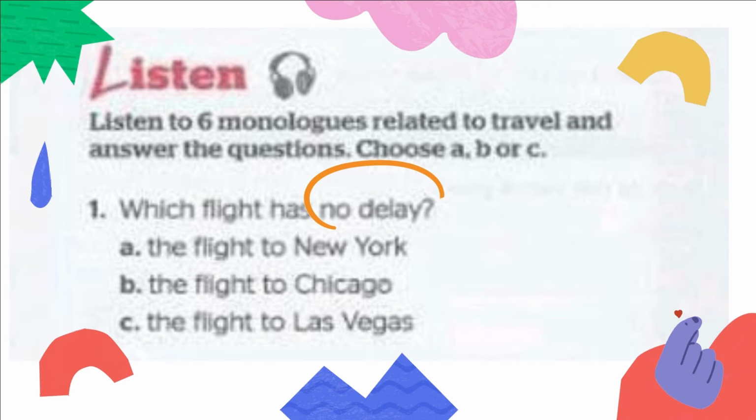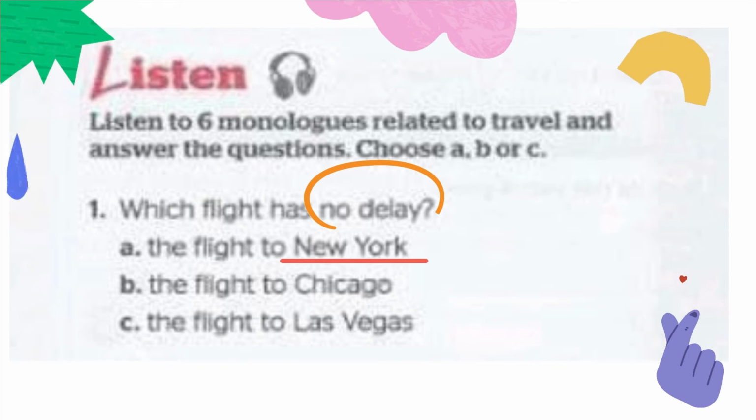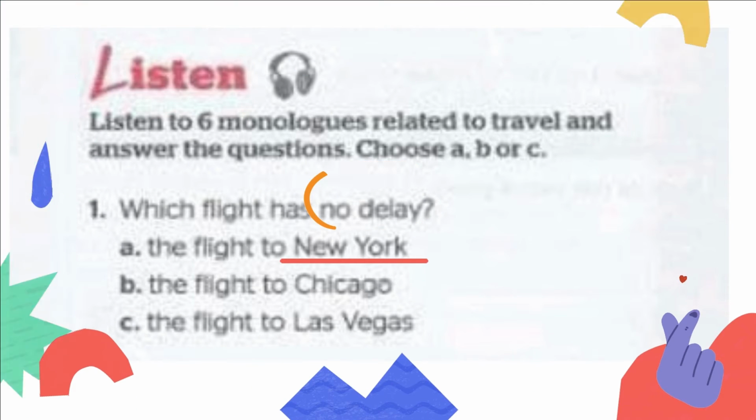Listen to 6 monologues related to travel and answer the questions. Choose A, B, or C. 1. Your attention, please. Informing all passengers traveling to New York on Alpha Airlines flight number AA3477, there will be up to a 3-hour delay on that flight. Please wait for further announcements. Passengers on flight AA4524 to Chicago, please proceed to gate 15. Your flight is now boarding. And passengers on flight AA2216 to Las Vegas, your departure time has changed from 3:30 to 4:15. Thank you.